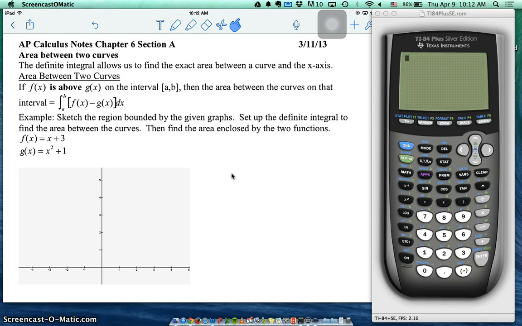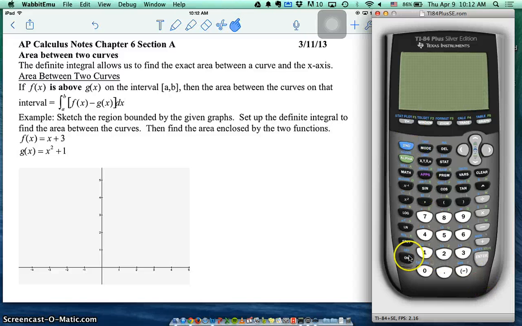So right here we have two different functions. Right away, let's go ahead and graph something that will represent these. I have a TI-84 right here, so let's graph this. Oops, it's not working. Oh, it went to sleep. So let's do this. Okay, we have x plus 3, and the other one is x squared plus 1.